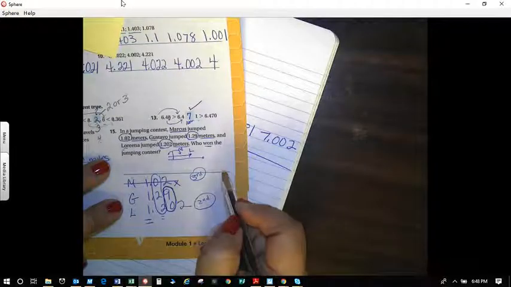Jumped the furthest. Yep, that's right. It's going to be Gus, and he came in first place. So who won the jumping contest? Gus won. Gustavo won the jumping contest.